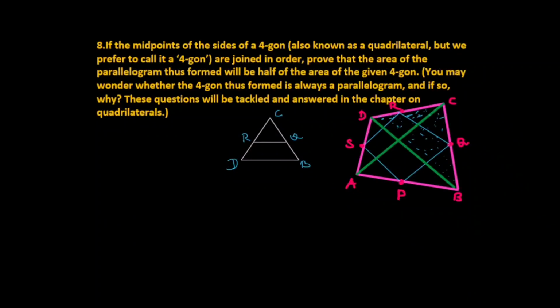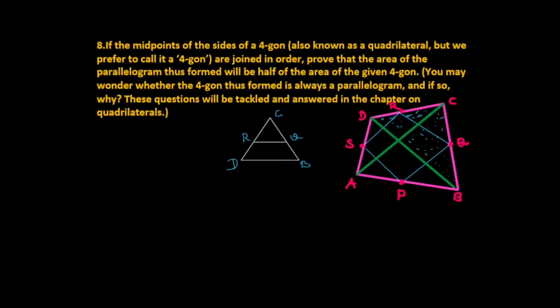We know very well, using our midpoint theorem, that R and Q are midpoints of the triangle BCD, which means RQ is parallel to BD. Like that, if you take the next triangle ADC, SR is a line joining the midpoints, which is parallel to AC. Considering the next triangle ADB, SP is the line joining the midpoints, which is parallel to the third side BD. And if you consider triangle ABC, PQ is a line joining the midpoints, which is parallel to AC.